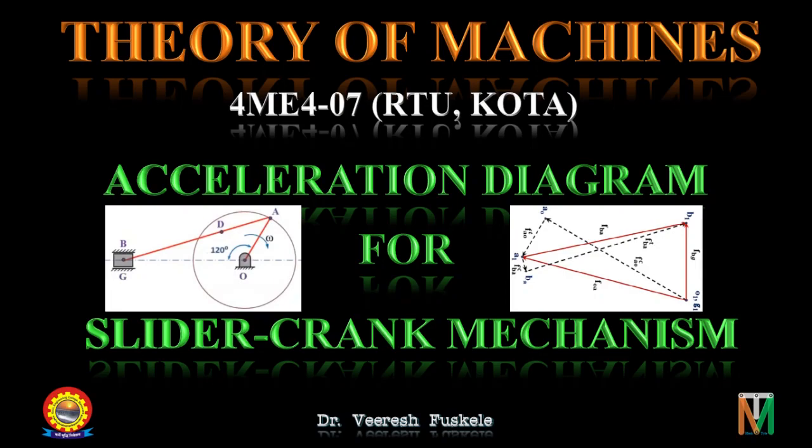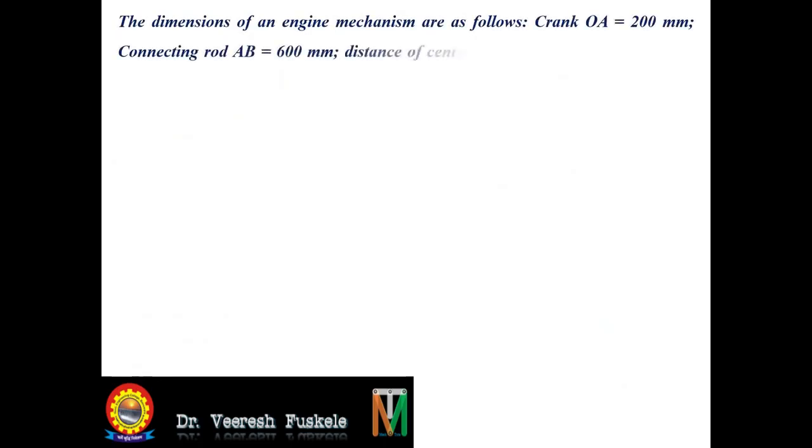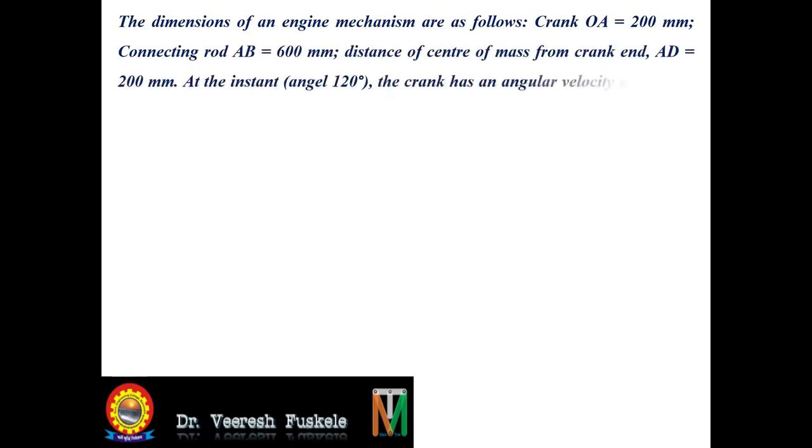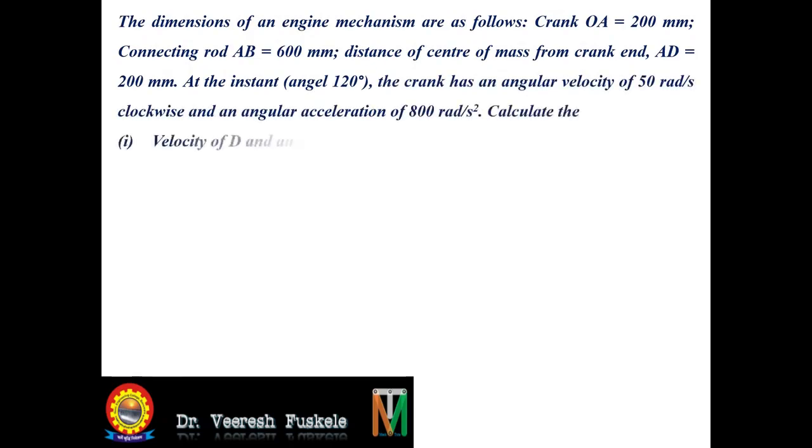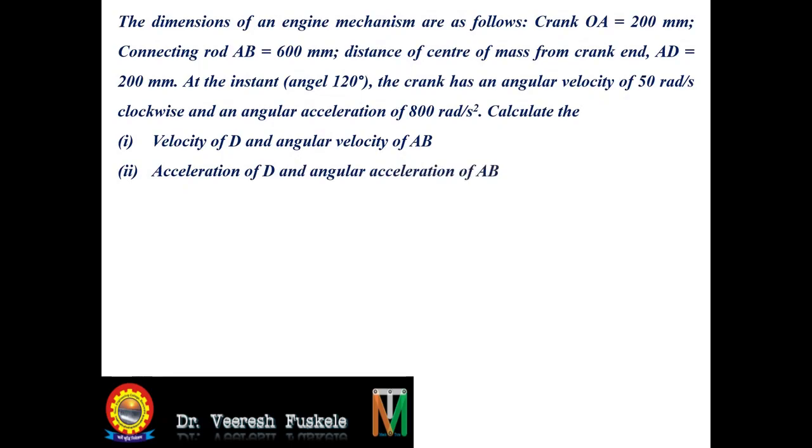For the same, we take up the same problem of slider crank mechanism, which is as follows. The dimensions of an engine mechanism are as follows. Crank OA is equal to 200 mm, connecting rod AB is 600 mm, distance of center of mass from crank end AD is 200 mm. At the instant, that is at angular rotation of 120 degree, the crank has an angular velocity of 50 radians per second clockwise and an angular acceleration of 800 radians per second square.